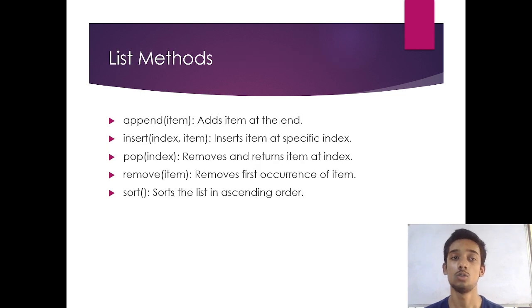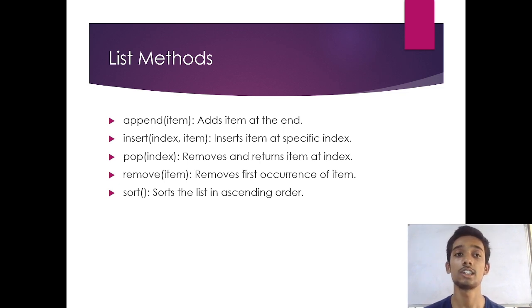So what are the different methods in lists? We have five major methods in list: append, insert, pop, remove, sort. The append method adds an item at the end of the list, and the insert method adds the item at the specified index. The pop method removes the item from the specified index and returns it. The remove method removes the first occurrence of the item. The sort method sorts the list in ascending order.